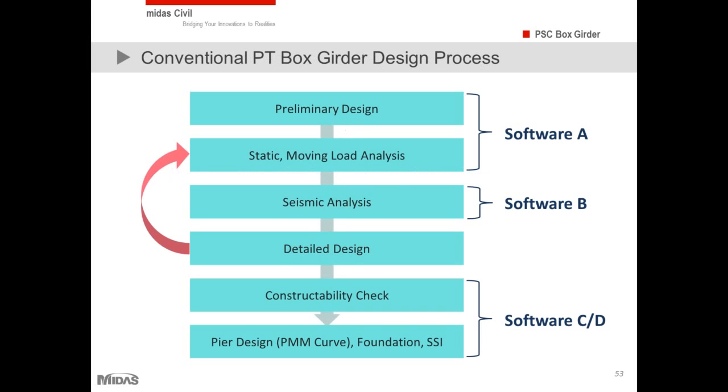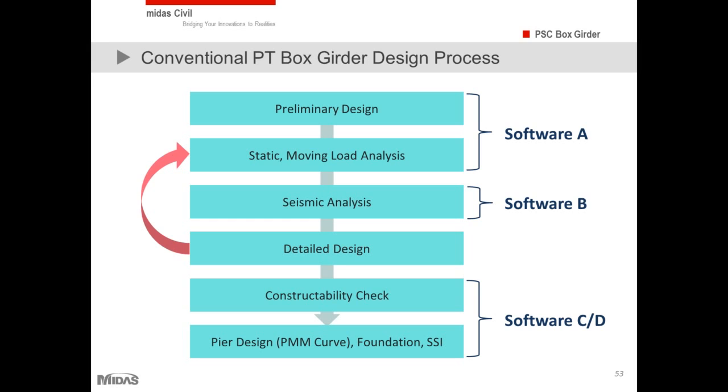So first of all, let me talk about the conventional post-tension box girder design process. First we do the preliminary design, the conceptual designs. Then we perform static moving load analysis. Then we also perform seismic analysis based on the region. Then we perform detailed design.